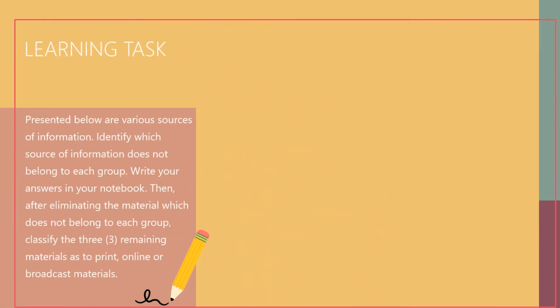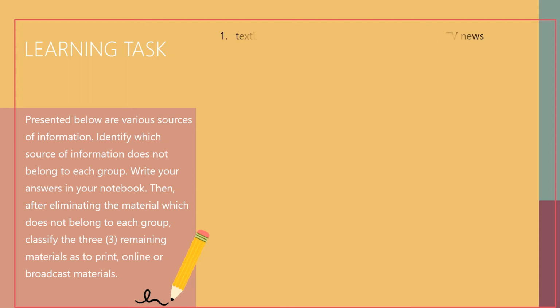So now if you really understood our topic about learning sources of information, let's now answer our learning task 2. Presented below are various sources of information. Identify which source of information does not belong to the group. Write your answers in your notebook. Then after eliminating the material which does not belong to each group, classify the 3 remaining materials as to print, online, or broadcast.